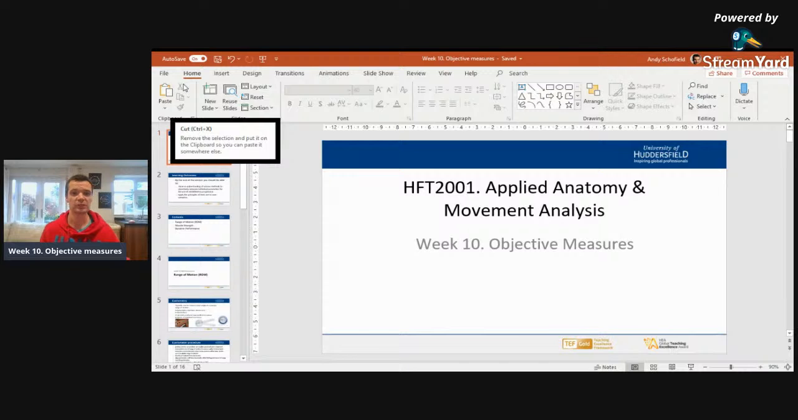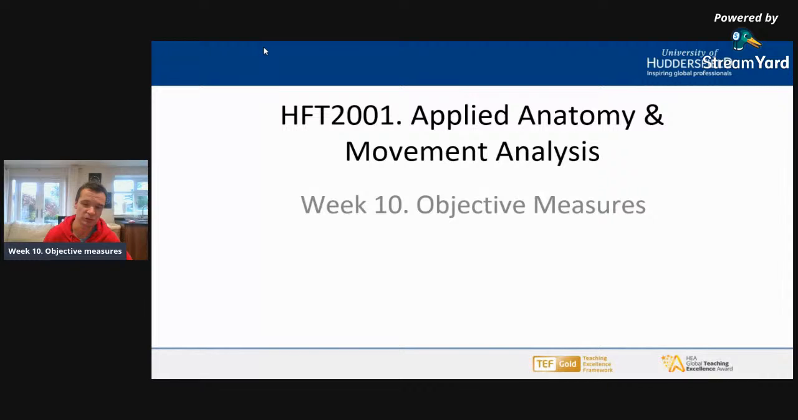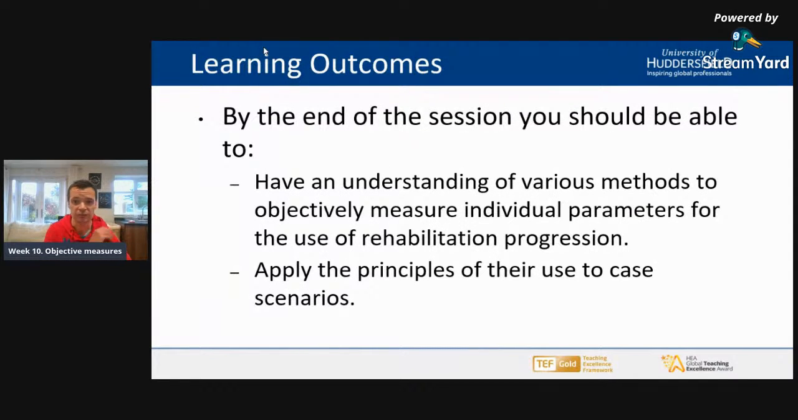So what we're looking at this week is essentially objective measures and equipment available to us to help quantify certain things, be it movement or muscle strength, which is going to help us ultimately as physiotherapists to ascertain whether any progression has occurred. Ultimately, for this short session, you should understand the methods available to you, how they objectively measure certain parameters, and, as with anything that we like to do, apply them to a particular case.